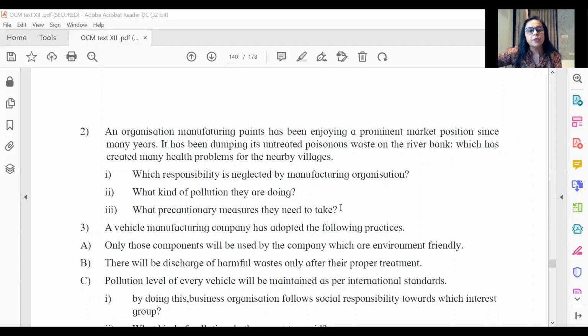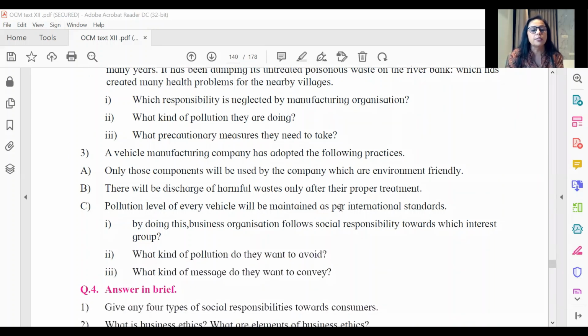We go to the third one. A vehicle manufacturing company has adopted the following practices. First, they're using only those components which are environment friendly. Second, there will be discharge of harmful waste only after the waste has been treated properly. The third, pollution level of every vehicle will be maintained. So whatever cars they are manufacturing, pollution level will be maintained as per the international standards. So this is a case presented to you. Let us see the questions on this.